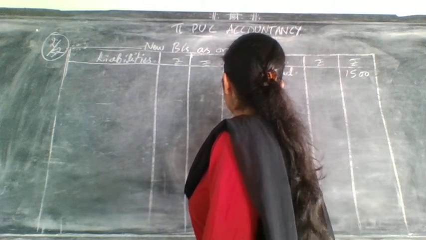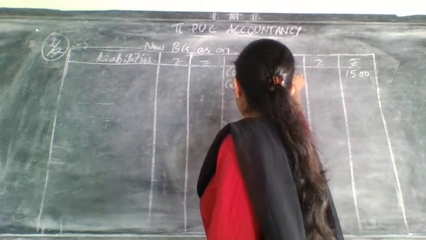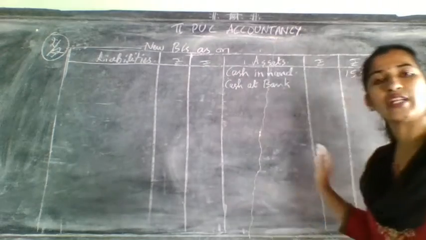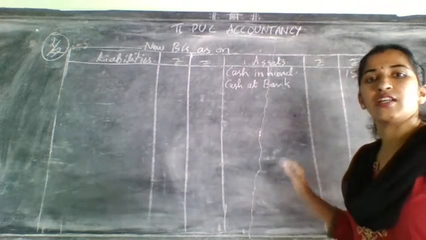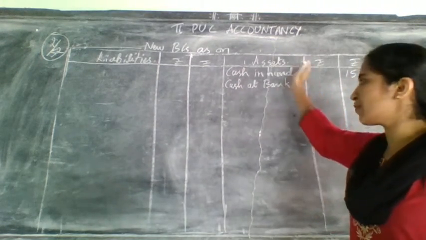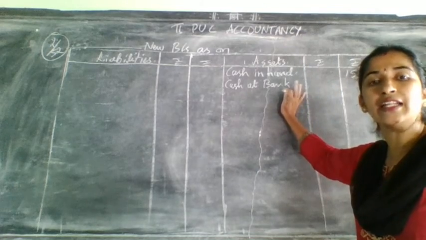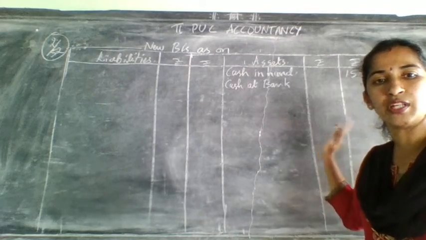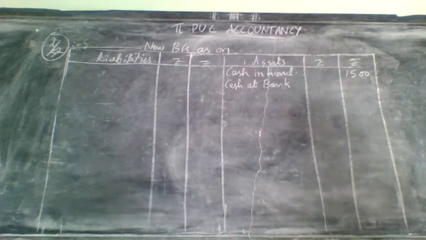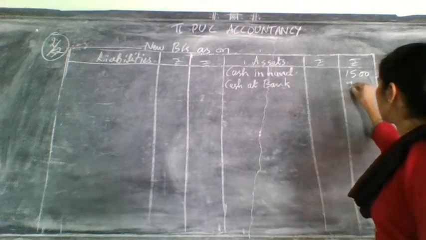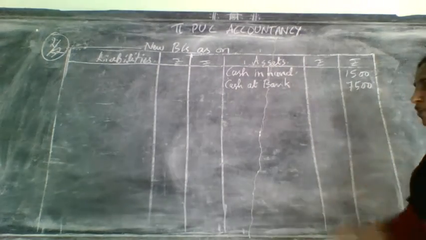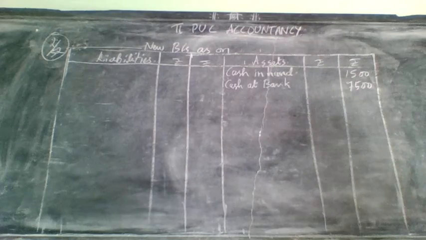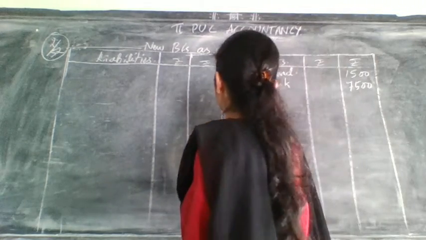Next one, cash at bank. They have given both also in this problem. For both also no adjustment at all. Why? Because here no adjustment will come for cash. Only if there is a capital adjustment, then you need to open this account and do the adjustment. Cash at bank, what is the amount they have given? 7,500. Write that amount here.